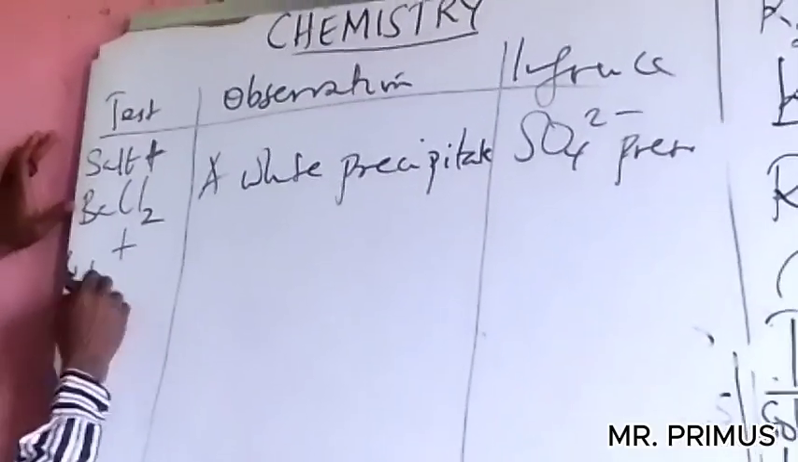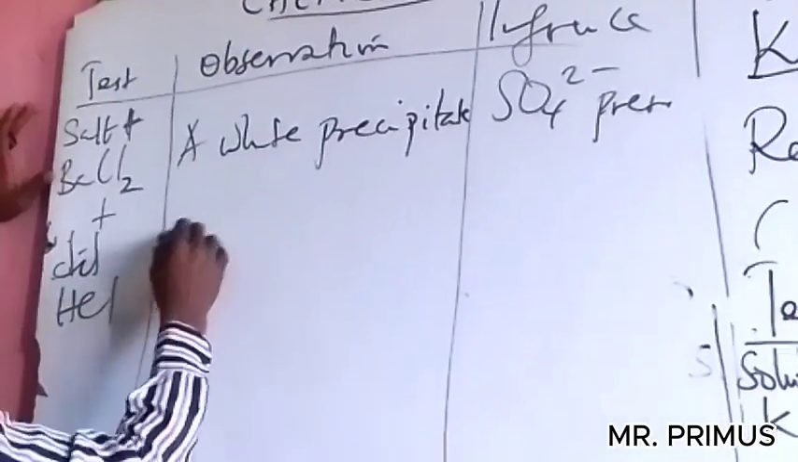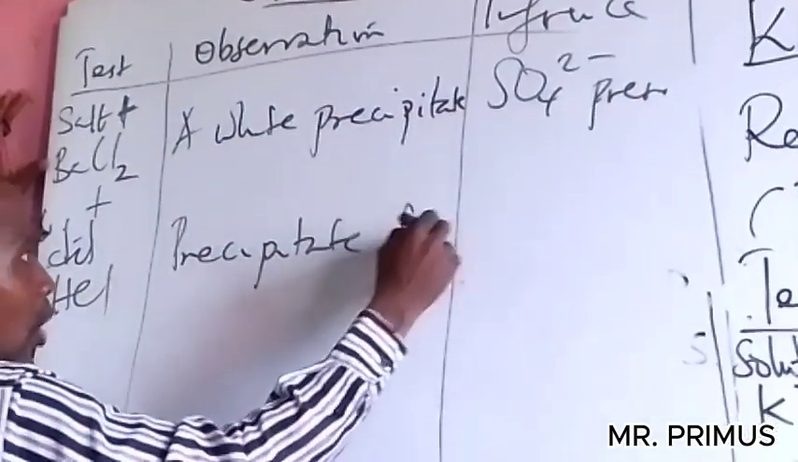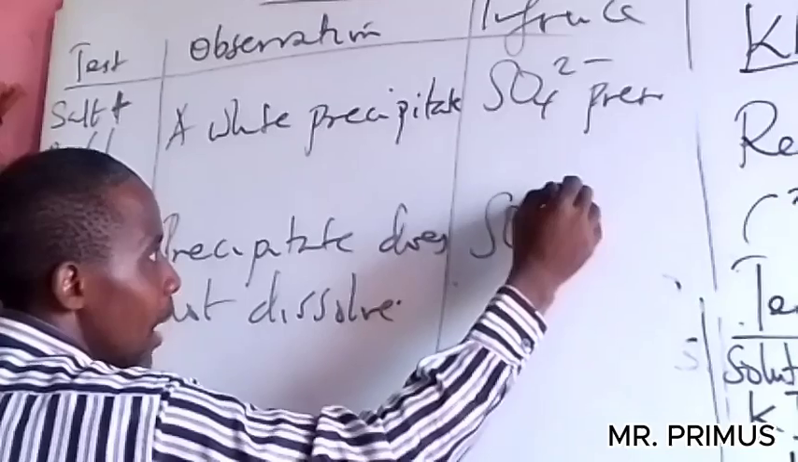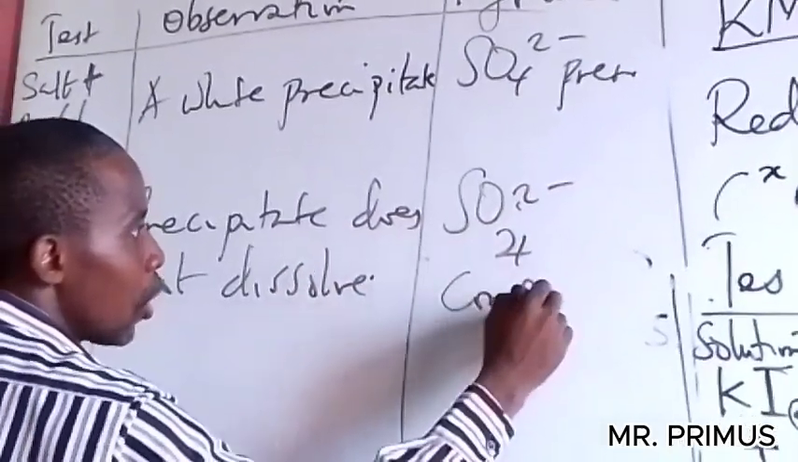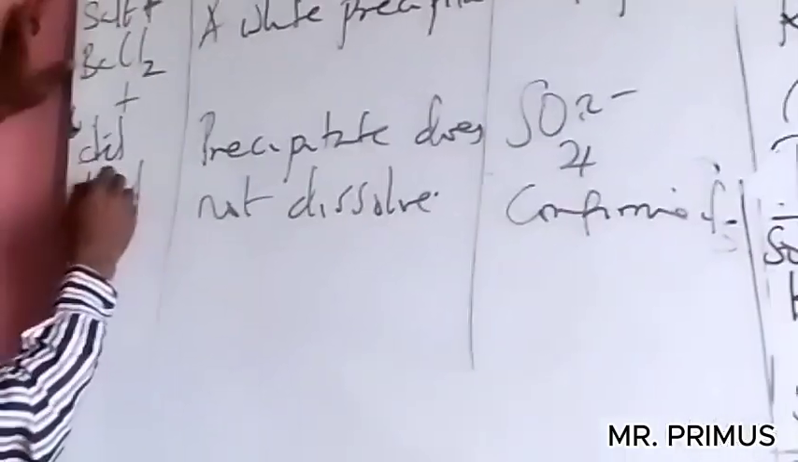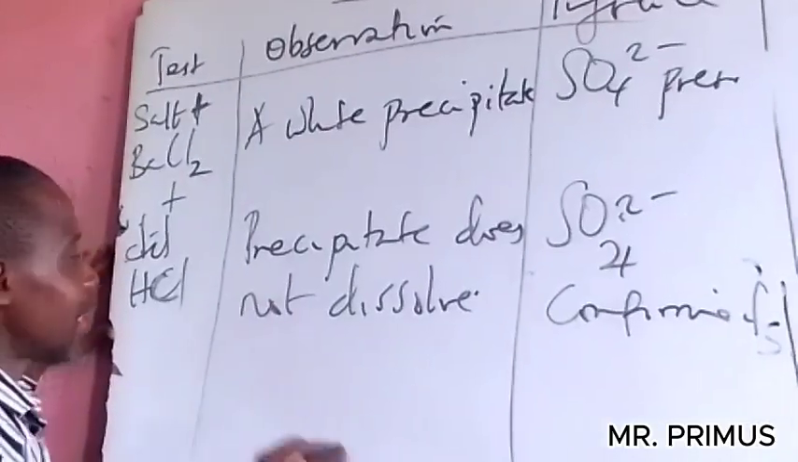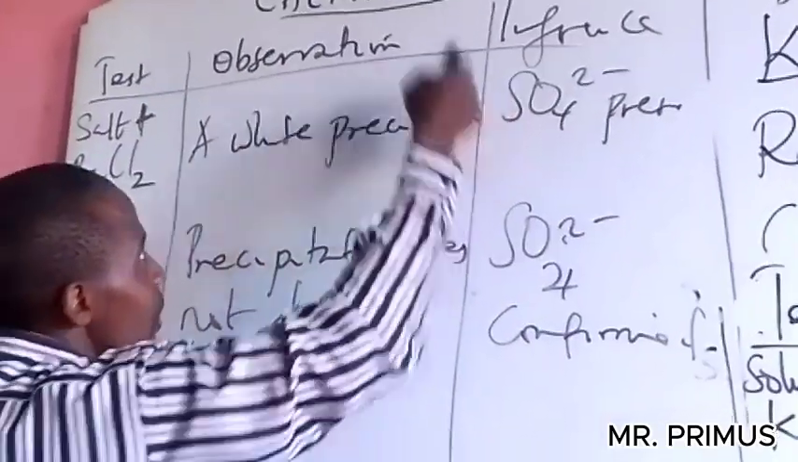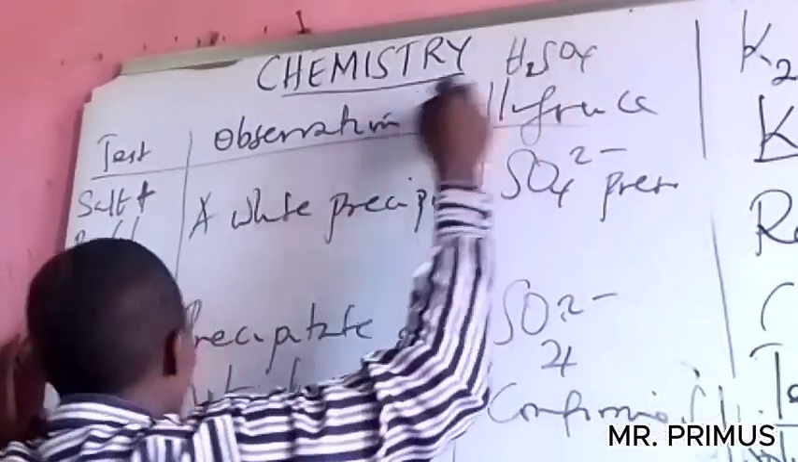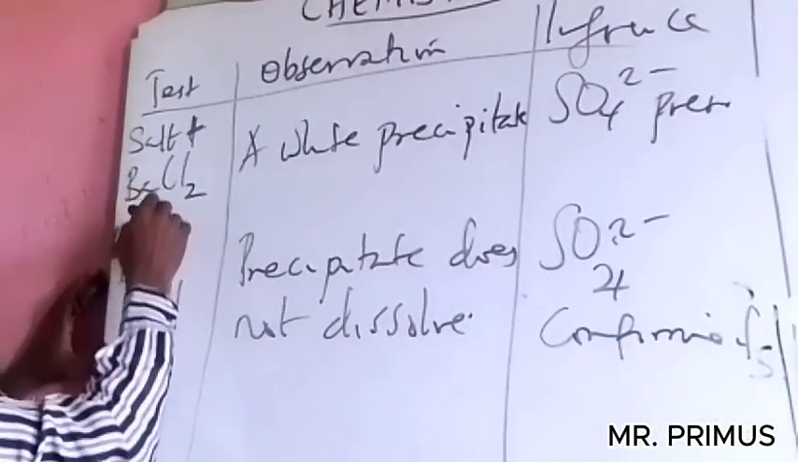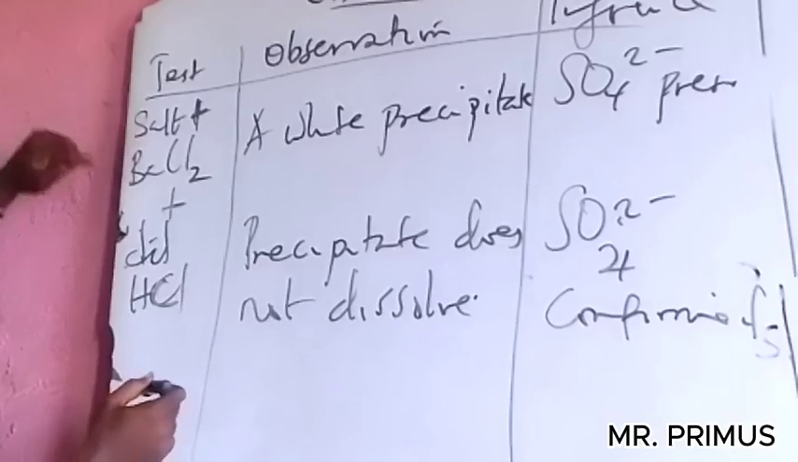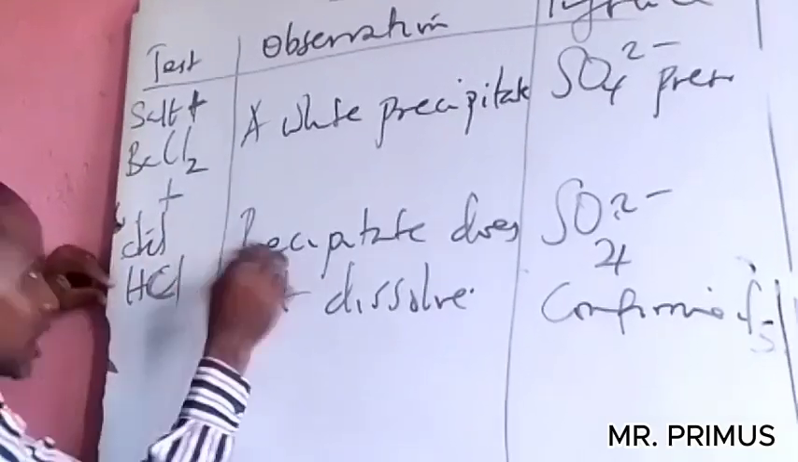Dilute HCl. Precipitate does not dissolve. It means that SO4 2- is confirmed. Because Cl is weaker than SO4, it cannot dissolve it. I hope you can understand that. HCl is a weaker acid compared to H2SO4. H2SO4 is stronger than HCl, so it cannot dissolve this. So when you now see the solution plus barium chloride plus dilute HCl, this precipitate does not dissolve.